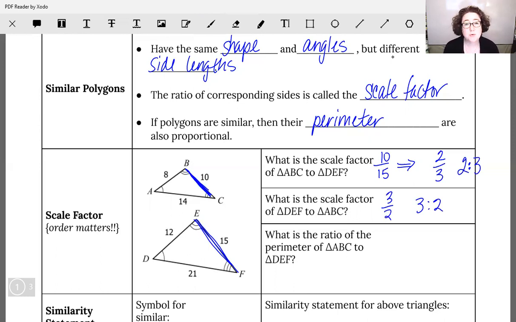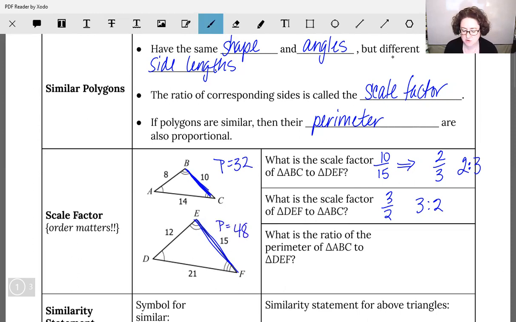Just to prove that this is true, again, the perimeter should have the same ratio, the same comparison, as any one of the sides. So let's actually find the perimeter of each triangle. Perimeter is just adding up our sides. On the top triangle, 8 plus 10 plus 14, we get a perimeter equal to 32. We do the same thing on the bottom triangle: 12 plus 15 plus 21. That perimeter comes out to 48.